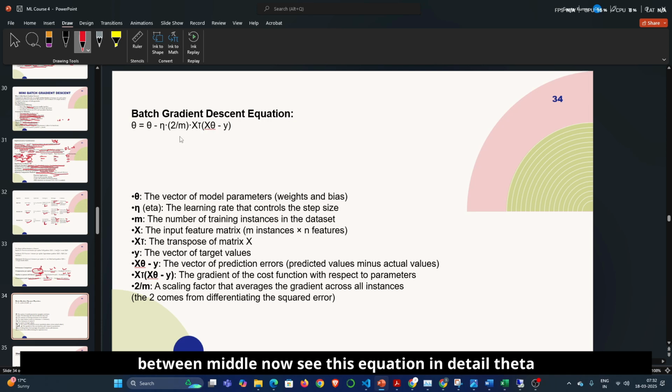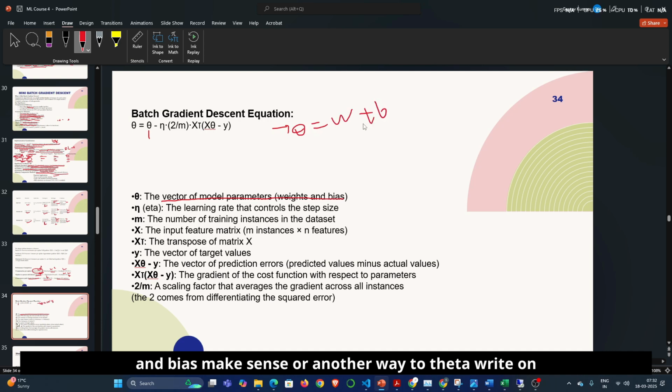Now see this equation in detail. Theta is our vector of model parameters, weights and bias. Makes sense? Or another way to write theta is w plus b.